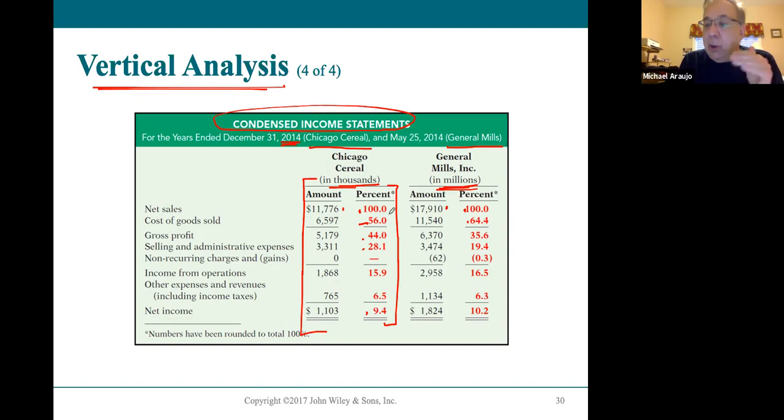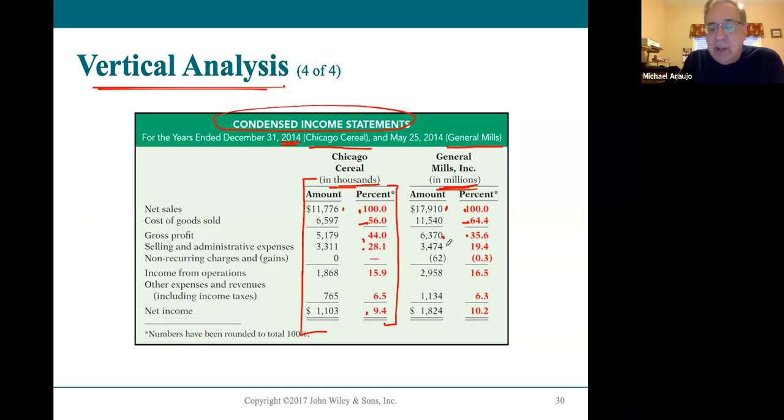So Chicago Cereal has a lower cost of goods sold compared to General Mills, which has a much higher cost of goods sold. When you look at the gross profit for General Mills, it's 6,370 on 17,910 of revenue. That's a 35.6% gross profit margin. That's pretty good. But when you compare it to Chicago Cereal's 44% gross profit margin, it's not as good, right? Obviously, Chicago Cereal's in a pretty good position. They're competitive here when you look at it that way.